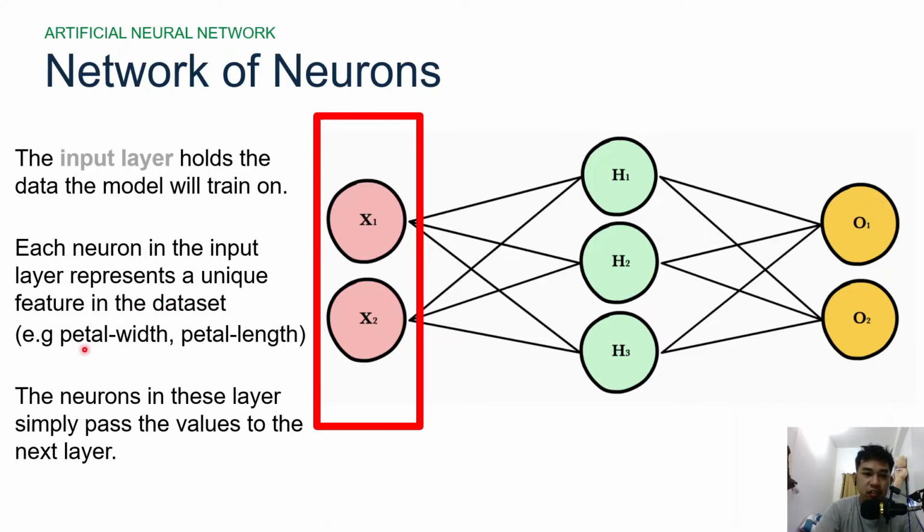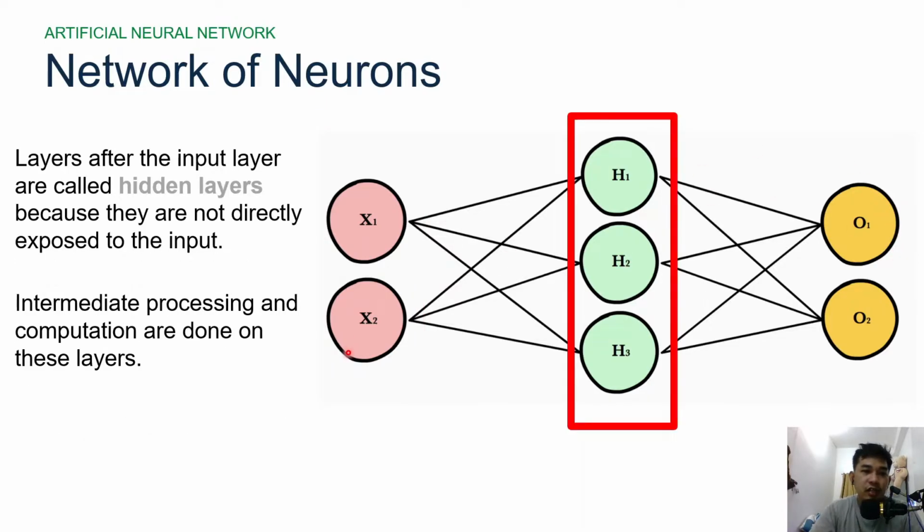So for example, we have petal width, petal length, or in diabetes we have insulin, age, and others. Then the neurons in this layer simply pass the values to the next layer. So what is the next layer? The hidden layer. And then from the hidden layer to the output layer. So the layers after the input layer are called the hidden layers because they are not directly exposed to the input. No? So intermediate processing and computation are done on these layers. So hidden layers.